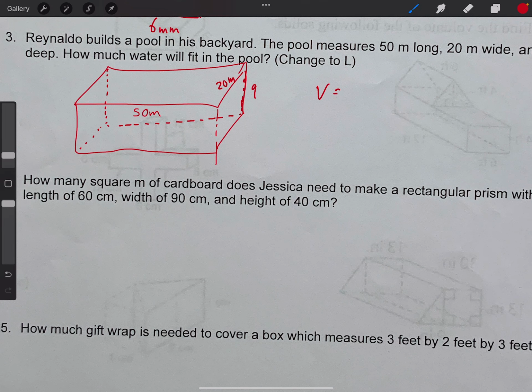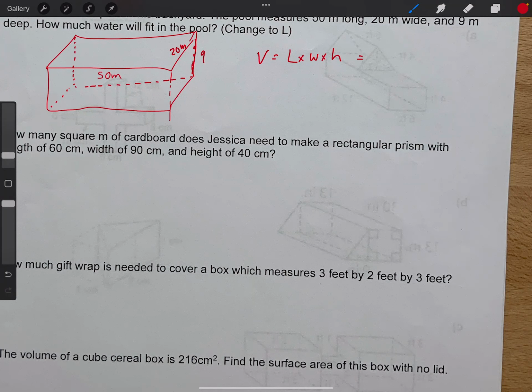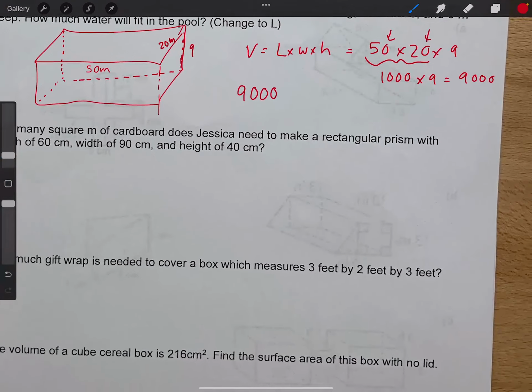So the volume is equal to length times width times height for the rectangular prism, because that's what it is. And that's equal to 50 times 20 times 9. 50 times 2 times 5 is 10 with 2 zeros. So put 2 zeros there. Times it by 9. That's 9 with 3 zeros there. And so we have 9. Now what was that? Meters cubed.